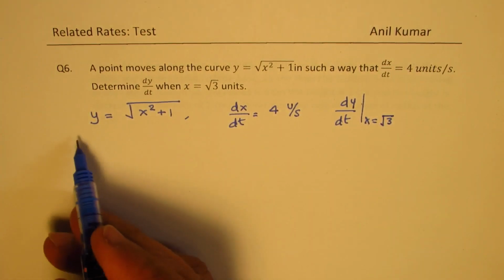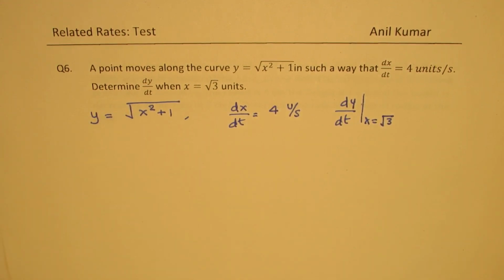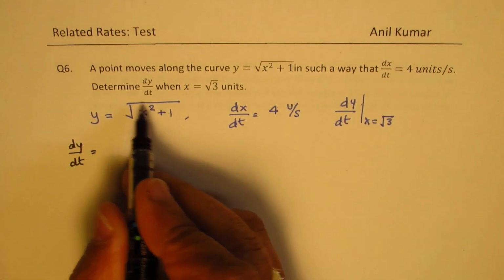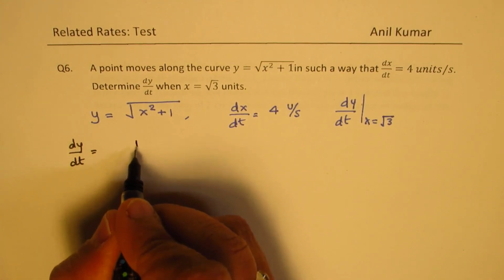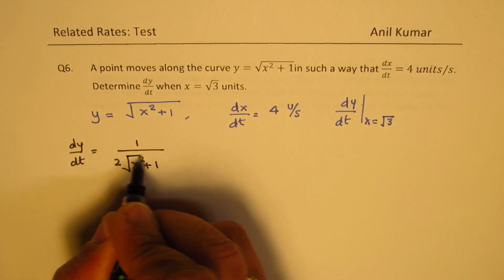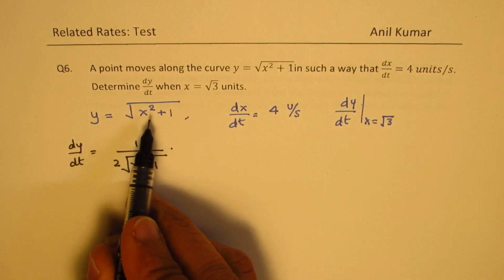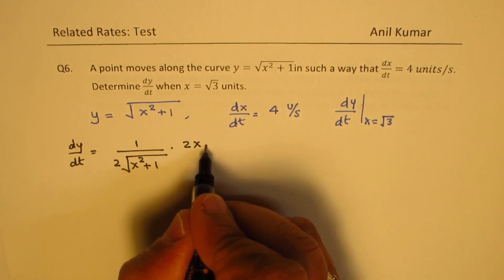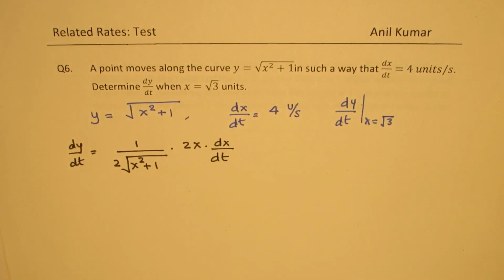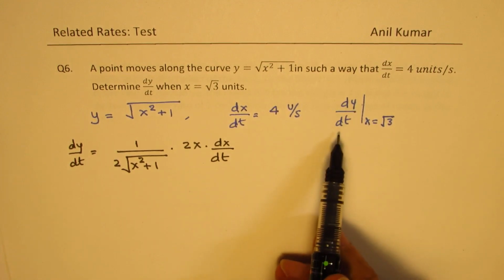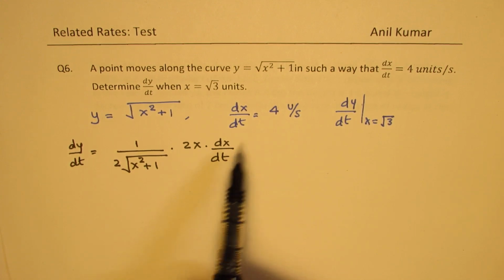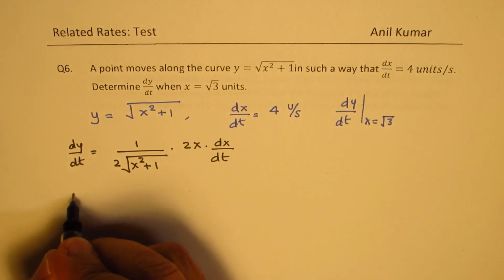So let's find the derivative here. dy/dt is equal to, since it is to the power of half, 1 over 2 square root of x² plus 1 times the derivative of the inside function, which is 2x, times dx/dt, since we are differentiating with respect to time. Now to find dy/dt at x equals square root of 3, we know all these components, so it is easy to calculate. Just substituting the values, we get our answer.